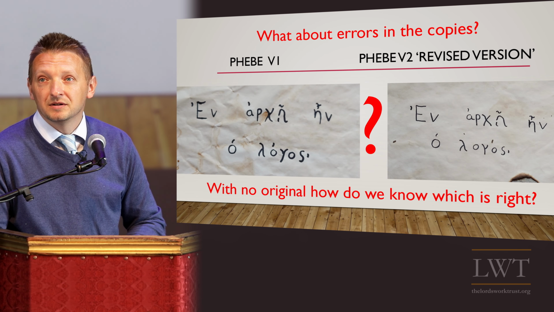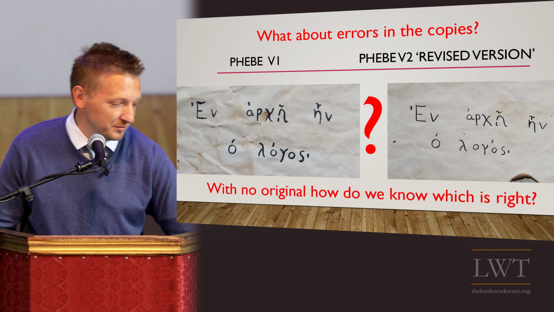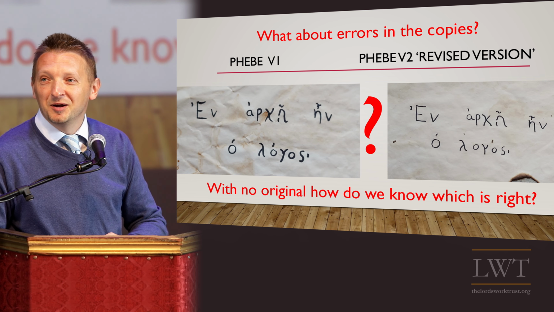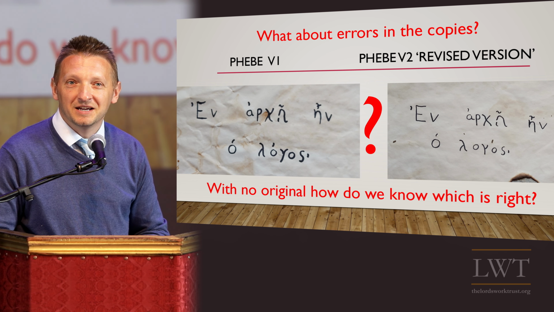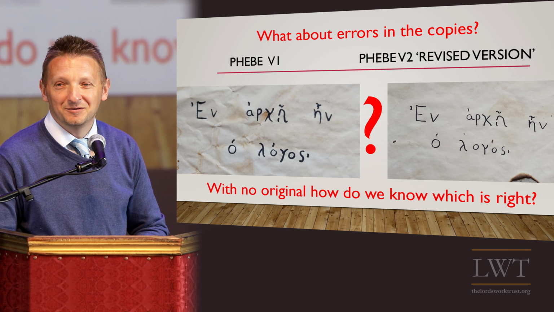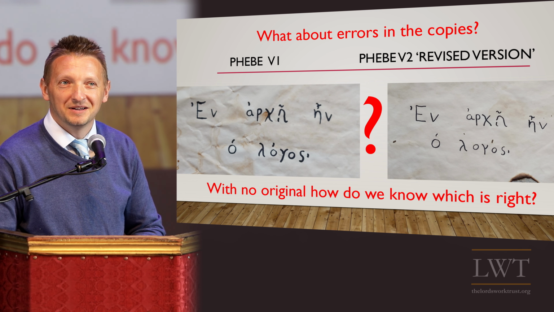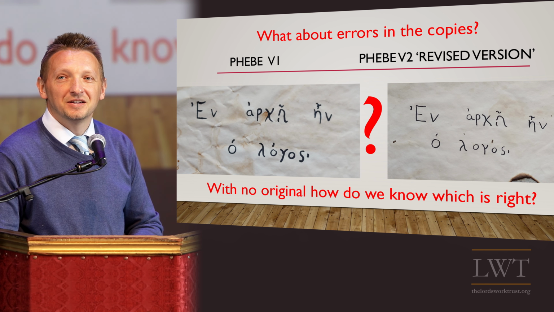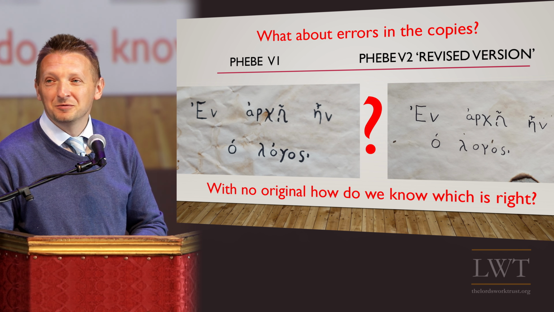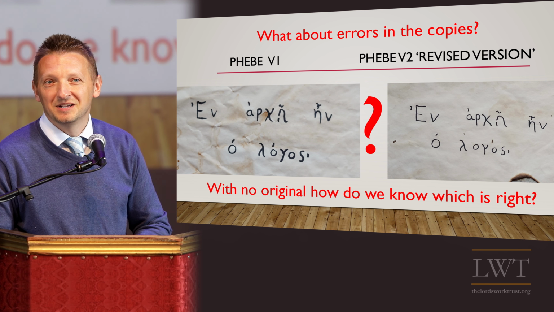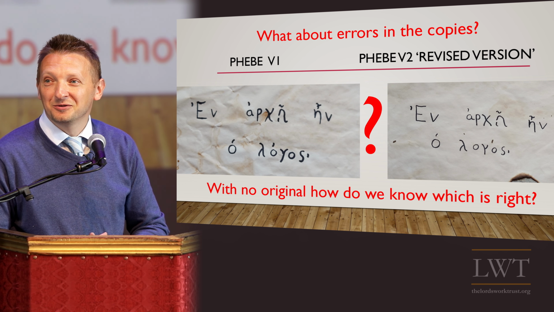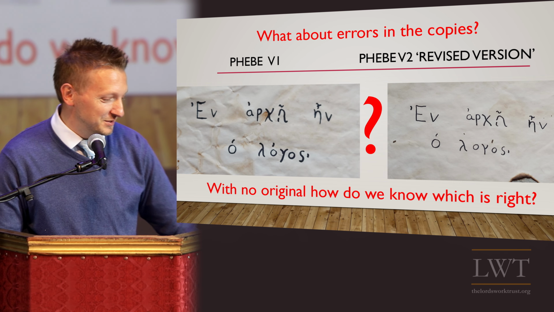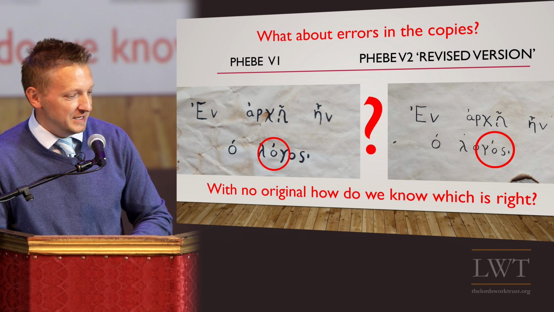So what about errors in the copies? Let's bring one up. Can anyone see a scribal error that has crept into the text? You'd have to be sharp to pick it up. Yeah, Simon's on the ball here. Has anyone seen it with the word logos? A tiny jot or tittle that is perhaps in the wrong place? Yeah, you can see it. I'll highlight it for you if you can't see.